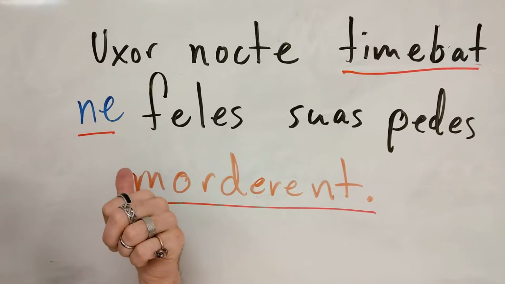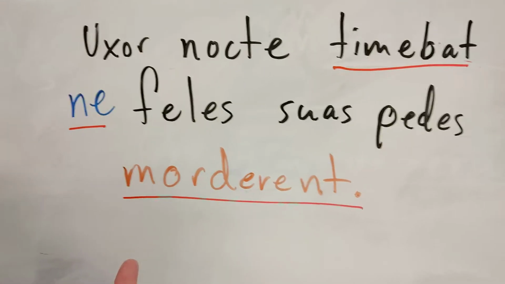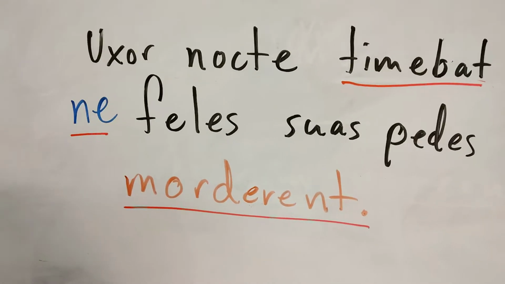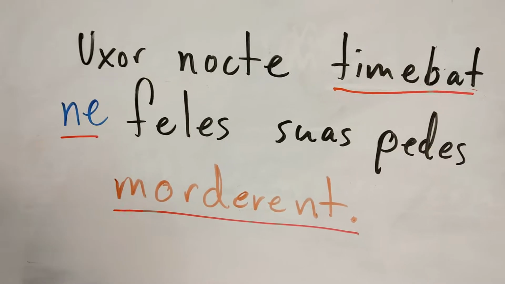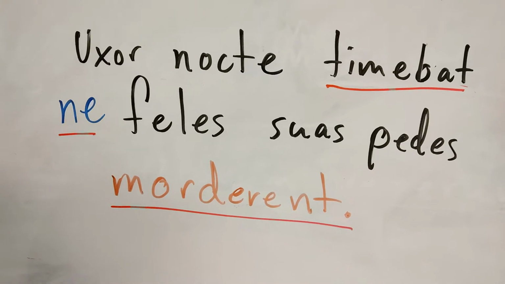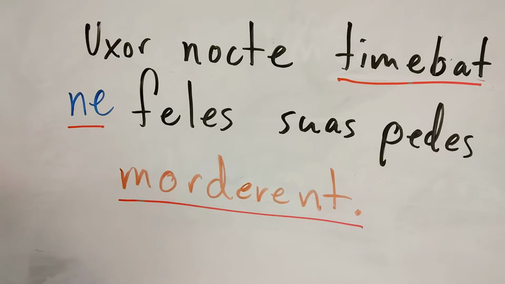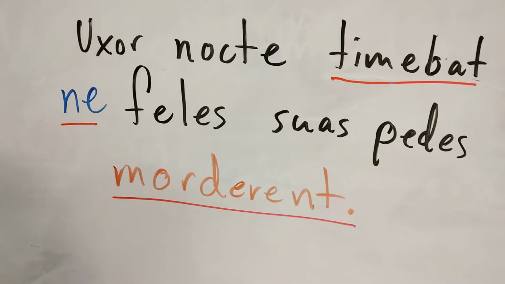I have a ne in there because she was afraid that it would happen. And I know that doesn't seem right. That doesn't seem intuitively correct to you, but that is the way you would phrase this. At night, my wife was afraid that the cats would bite her feet. Okay? If you want to know why ne is there, we can talk about this later if you want.